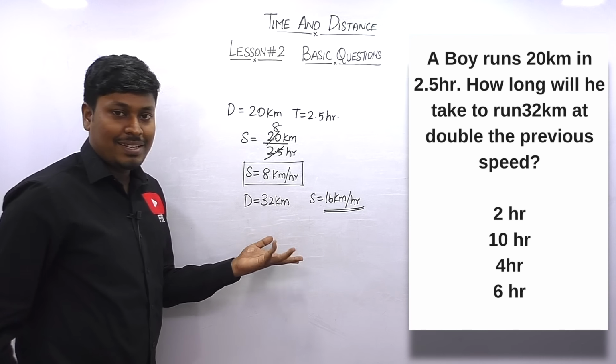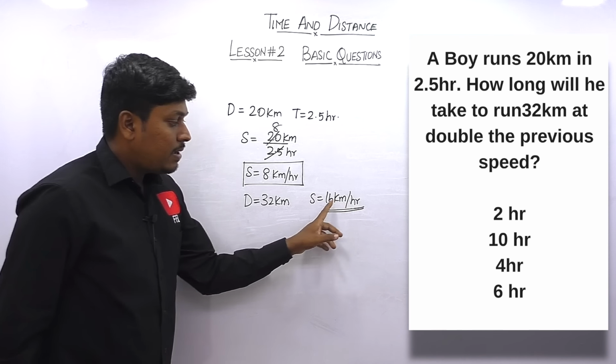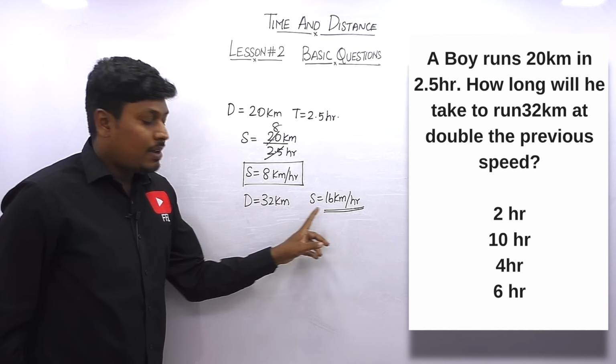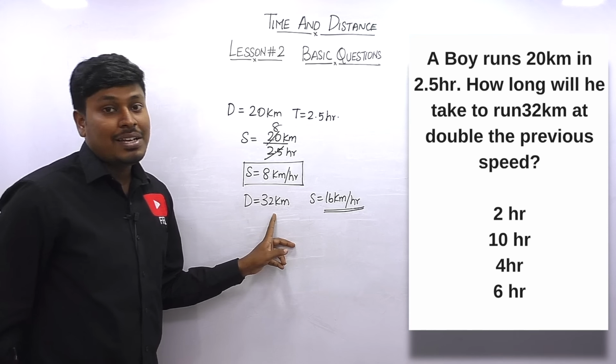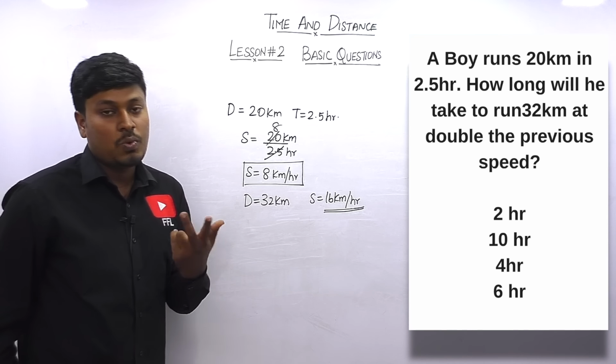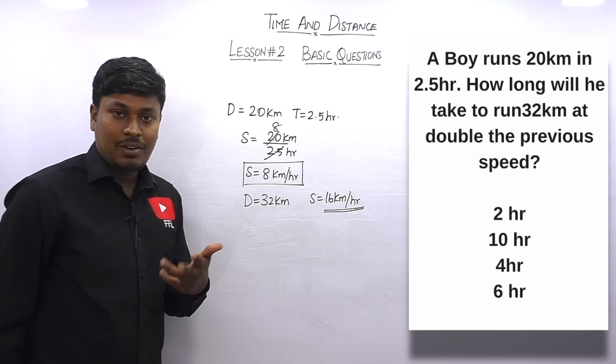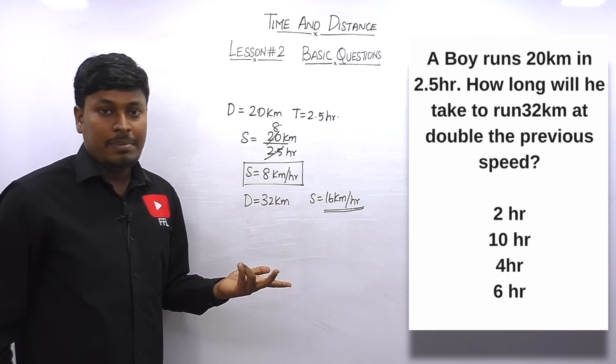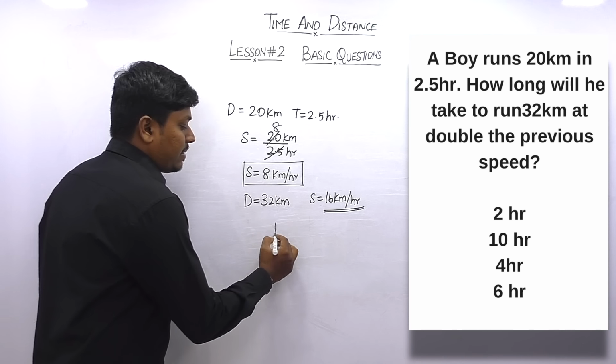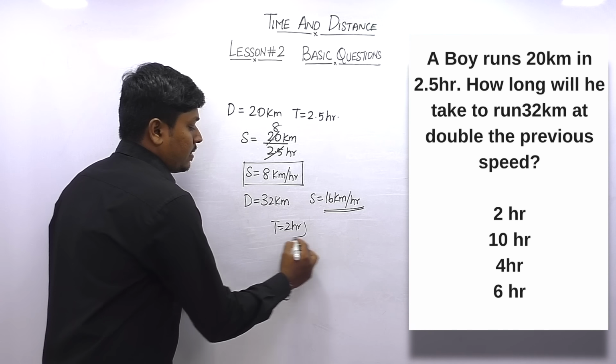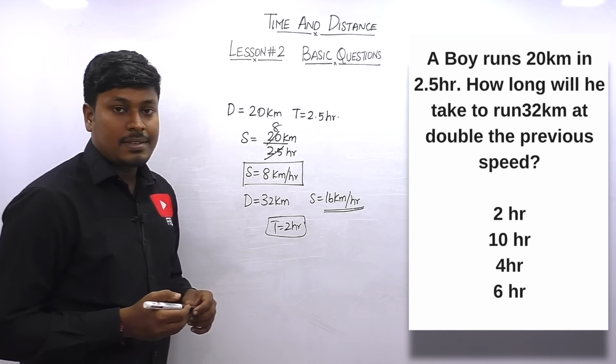Without using a formula, you can say the answer easily. In 1 hour the boy is running 16 km, and our target is to find how long he takes to run 32 km. How much time will it take? 2 hours. So the answer for this question is 2 hours. Got it? 1 hour is 16, then 2 hours will be 32. So we can say that the time taken will be 2 hours. So the answer for this question number 6 is 2 hours.